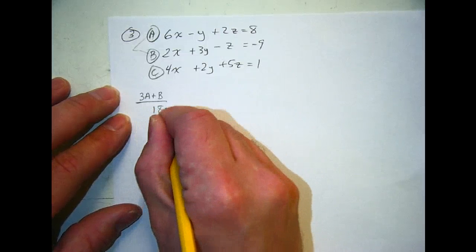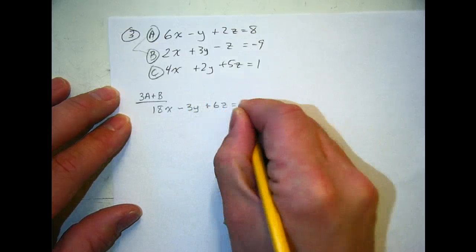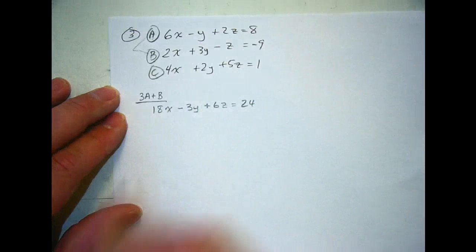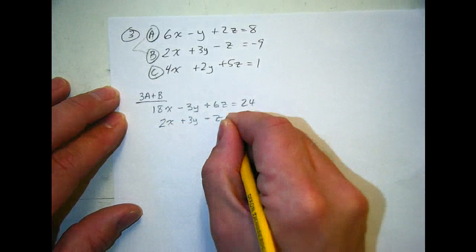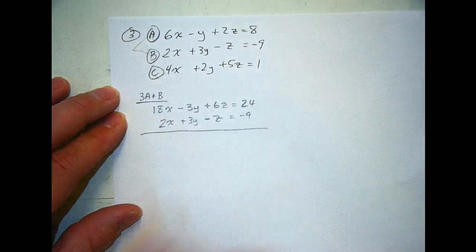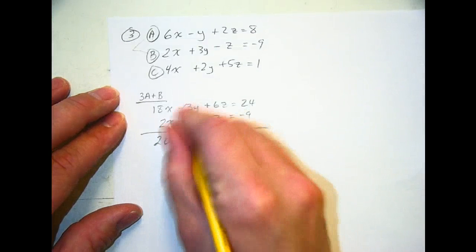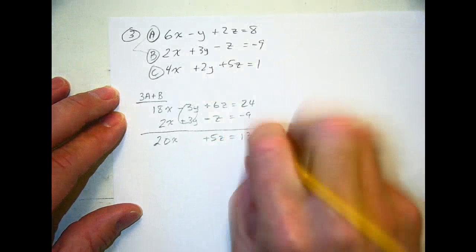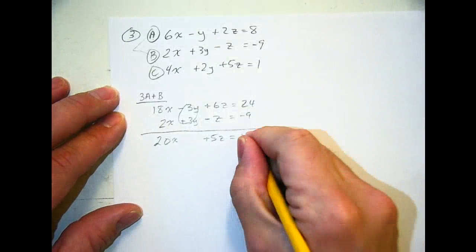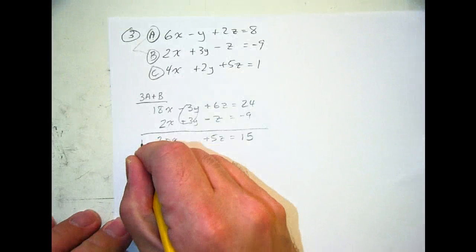Okay, good. 18x minus 3y plus 6z equals 24. All right, so there's my 3A, and adding it to B, 2x plus 3y minus 3z equals negative 9. All right. Good, so we get 20x, and that cancels, so plus 5z equals 15. Common mistake, though. 15. Everyone with me? This would be equation D.